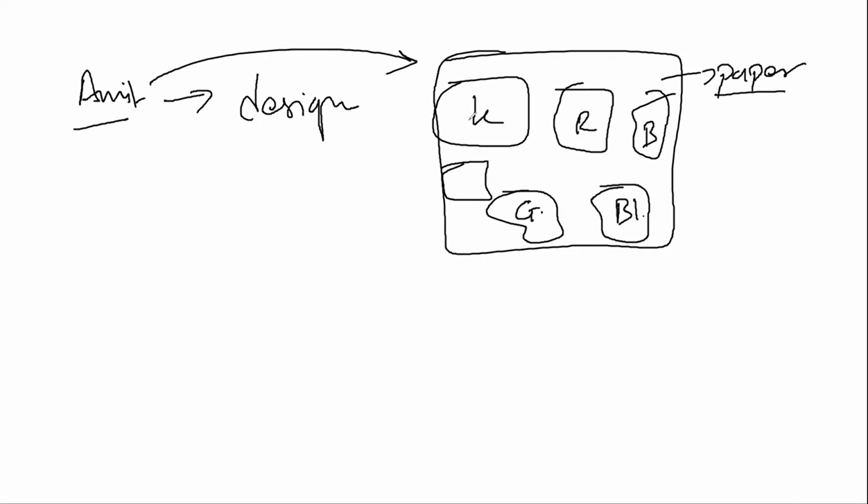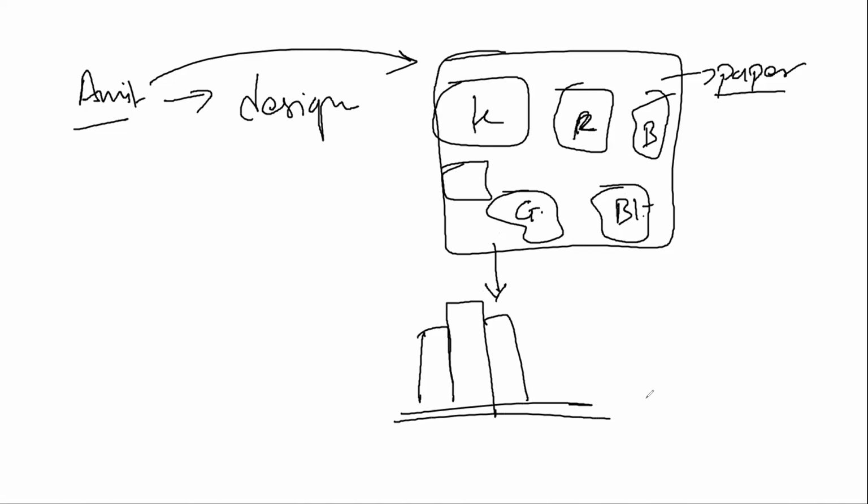So he has designed a kitchen whose functionality is to cook, right? He has created a room whose functionality is something, and a balcony whose functionality is something. Everything in this design has some functionality, some use cases, right? But can he use it only by this design? No. What he has to do is actually use this design and create his home, right? His home needs to be created by using this design.